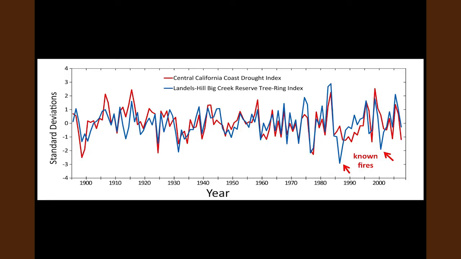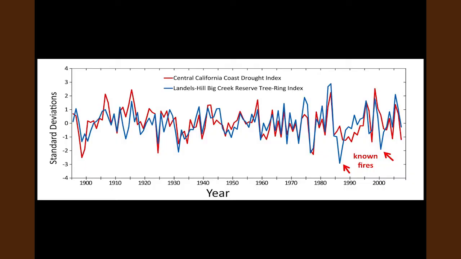And so if we just look at all our site chronologies, redwood and giant sequoia, and their correlation with regional summer drought and California summer drought, we can see that Landell's Hill Big Creek Reserve, which is the southernmost coast redwood site, has by far the strongest relationship with a drought signal. So this is the time series upon which that bar graph is dependent.